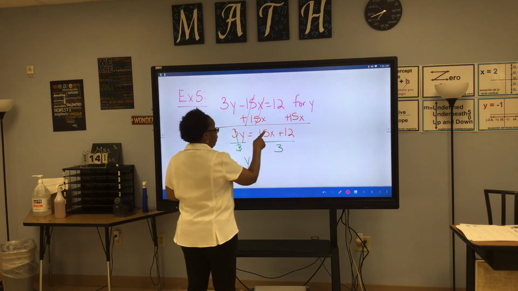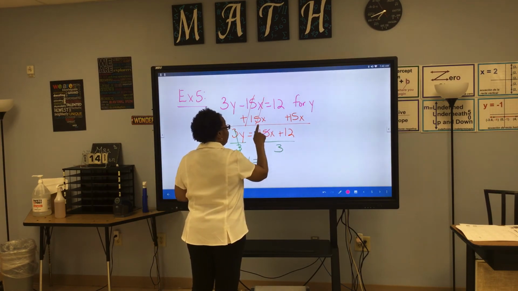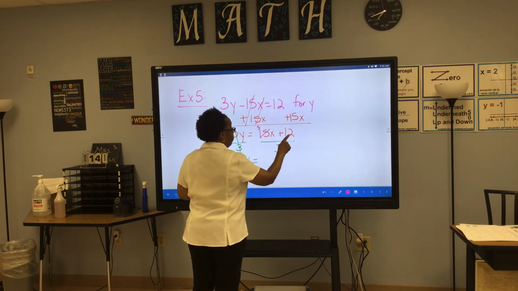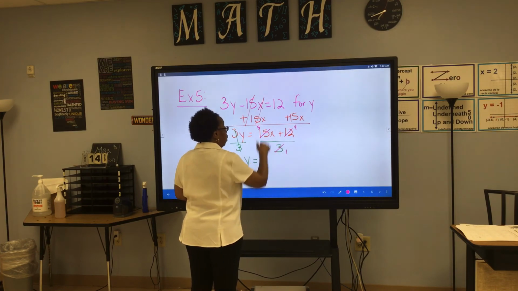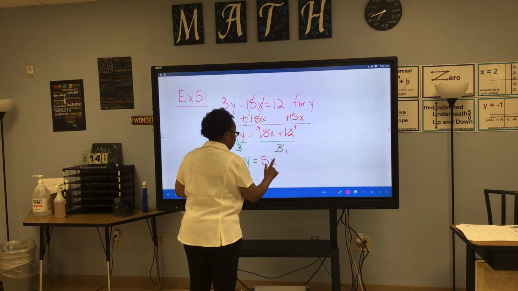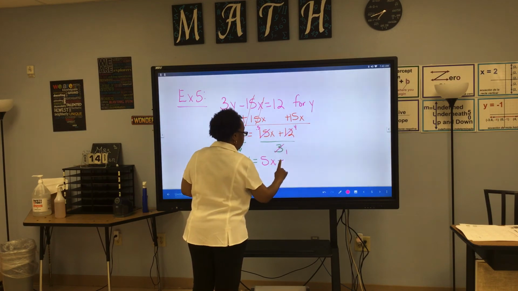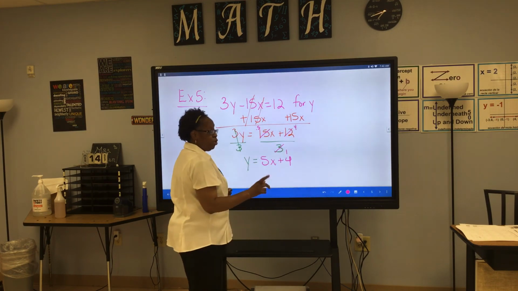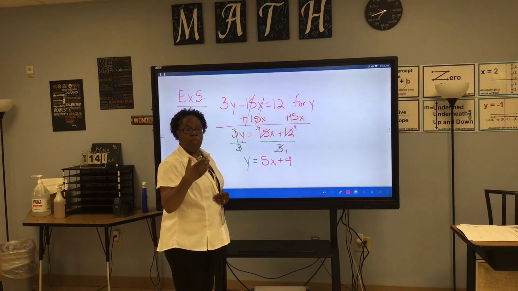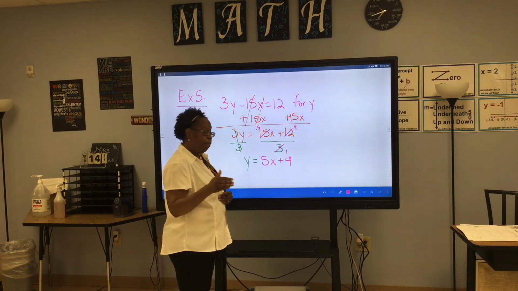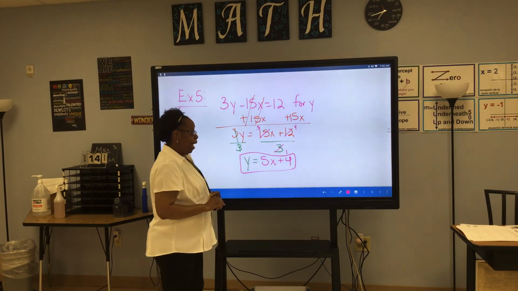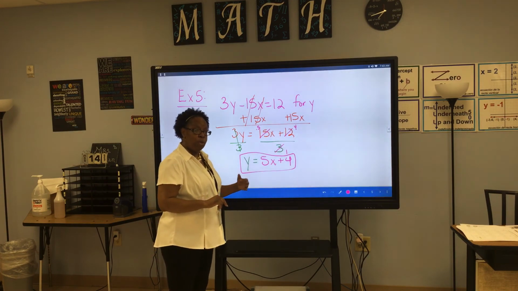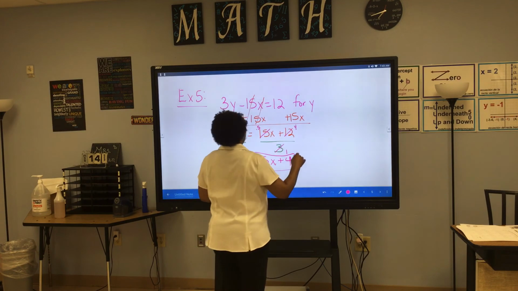So let's do that. 15 divided by 3 is 5. 12 divided by 3 is 4. 3 divided by 3 is 1. So we bring down what remains: 5x plus 4. Again, being over 1 does not change the value of it because when you divide by 1, there is no change in what you had prior to. So now we have y by itself, and it's also in slope-intercept form, which we'll be doing in a few weeks.